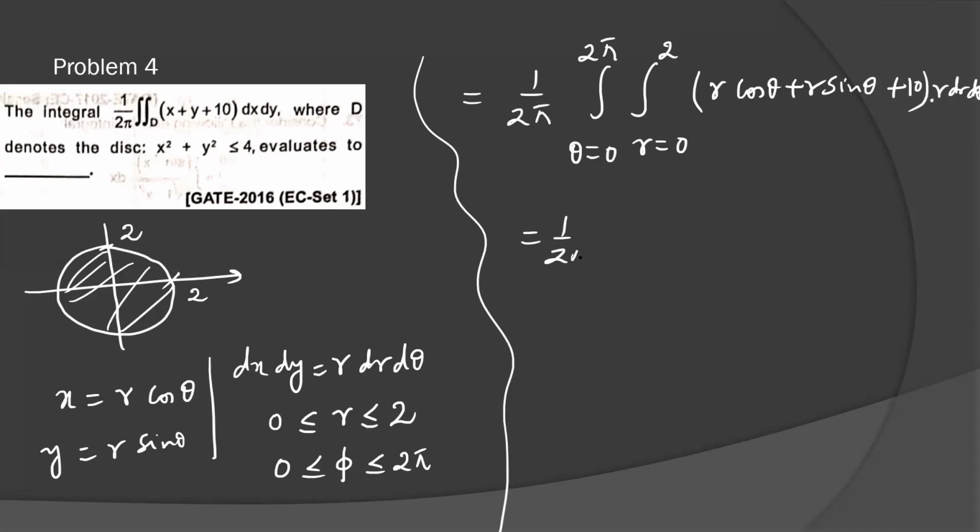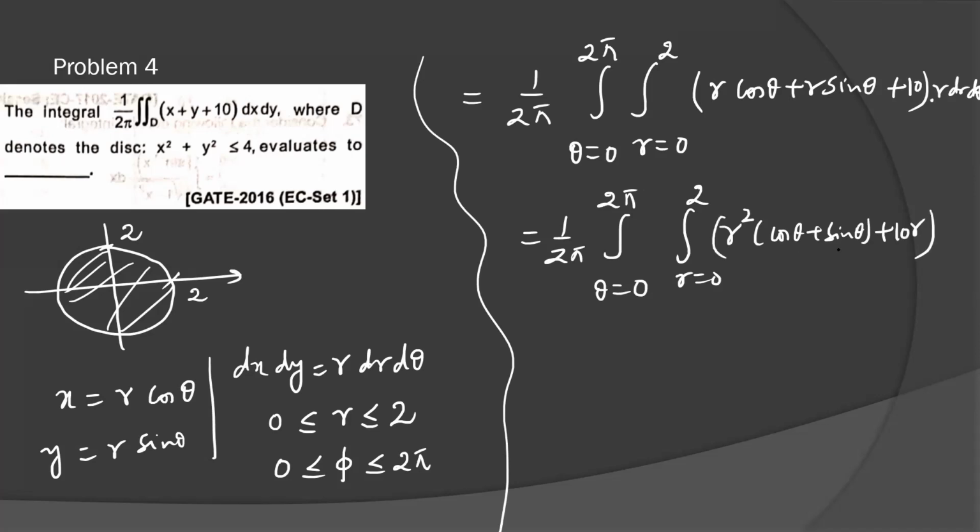So it will become 1 over 2 pi, theta is from 0 to 2 pi, r is from 0 to 2. This is r square cos theta plus sin theta plus 10r dr d theta. Now integrate with respect to r.